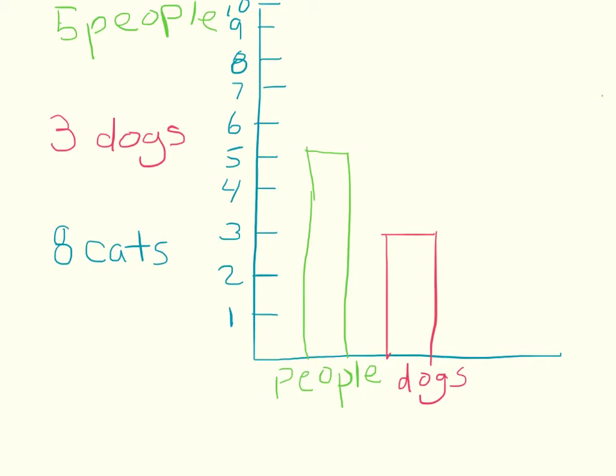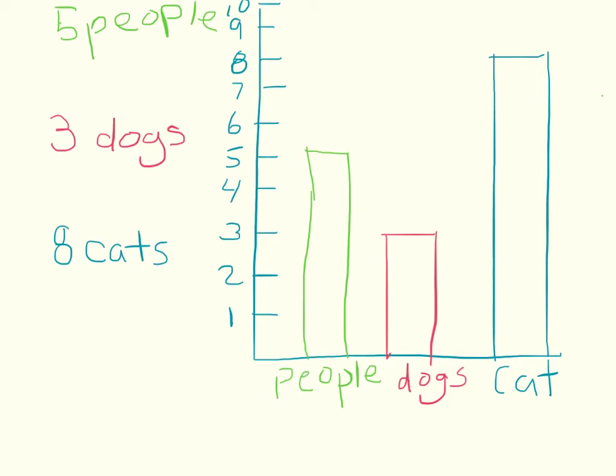Our last collection is of 8 cats. Since it's 8, we'll locate 8 over here on our graph. Notice that it comes over here. This is where we're going to want to draw our line at 8. Continue drawing it into a bar for the bar graph. And we are representing cats.